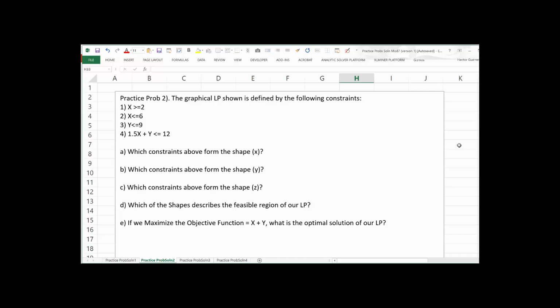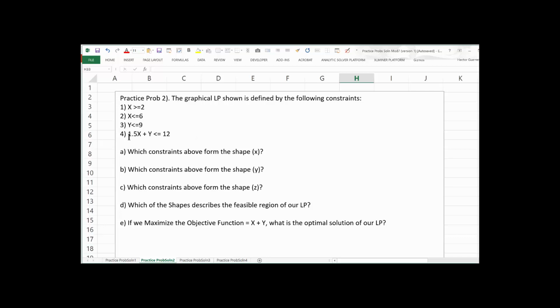So we have a problem that has 2 variables, x's and y's, and we've got some constraints. X is greater than or equal to 2, x is less than or equal to 6, y is less than or equal to 9, and then a combined set of values of x and y that give us a linear function that has a slope. In this particular case, a negative slope.